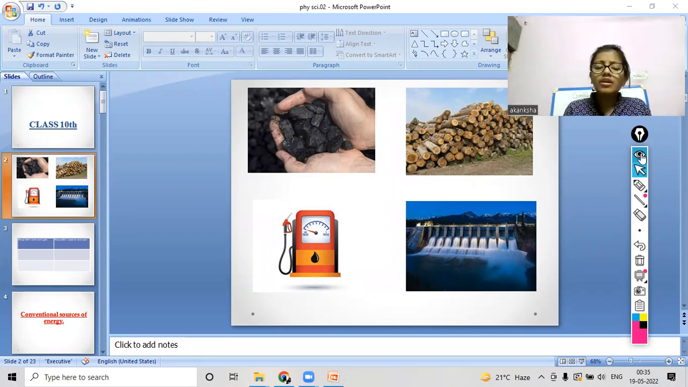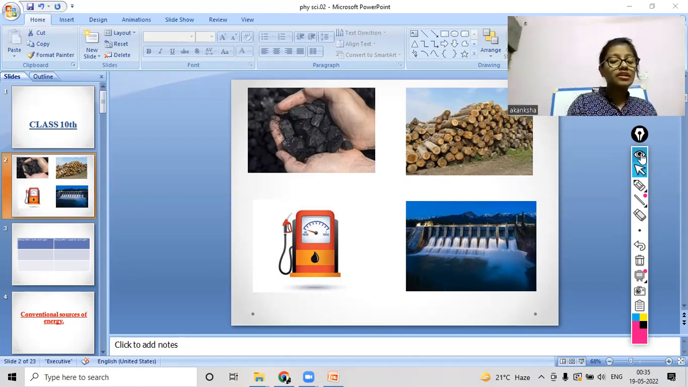So now, are all these sources of energies from the modern era, or were they present in older centuries also, or are they just all modern methods of energy production? Yes, they are not modern, they are centuries old. We have been using all these different sources of energies from many centuries ago, right?